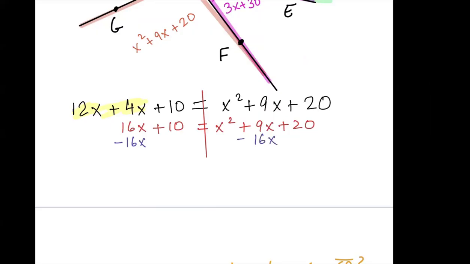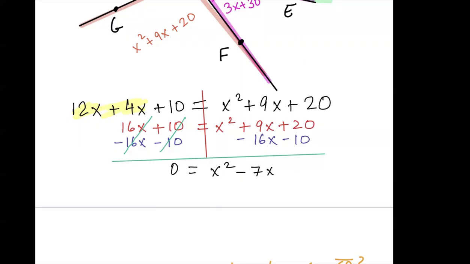Minus 16x minus 10. 16 minus 16 is 0. 10 minus 10 is 0. I am intentionally making it equal to 0. 16 minus 9 is? Someone help me? It will be negative 7x, and 20 minus 10 is?